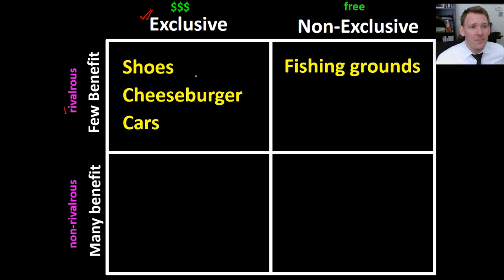All right, now let's look at something that is rivalrous, meaning only one person can use it, or it benefits very few, but it's non-exclusive and that's free. Fishing grounds.